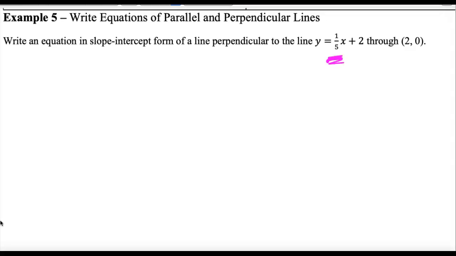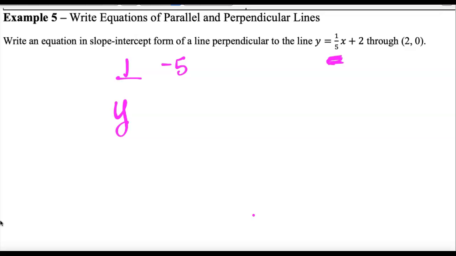So in our previous lessons, we've talked about perpendicular lines. So the perpendicular line to 1/5 will be a slope of -5. We flip that over and change the sign. So maybe this time we'll start with point slope and then go through solving this.